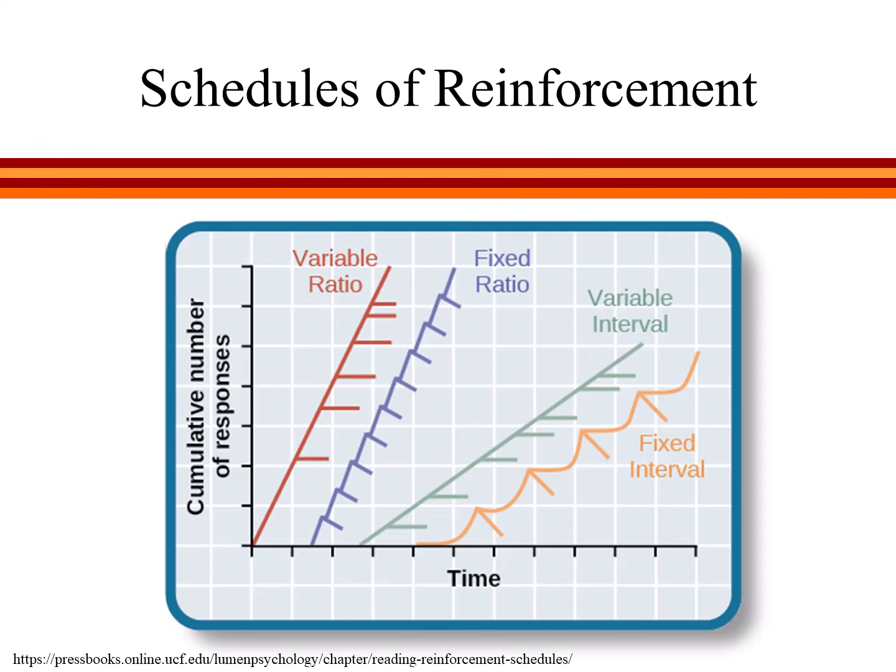This is because on a variable schedule, regardless of whether it's ratio or interval, people never know for sure when a reward is coming. This incentivizes the person to continue performing the behavior at a high level because, well, you never know. A reward might be coming just around the corner.